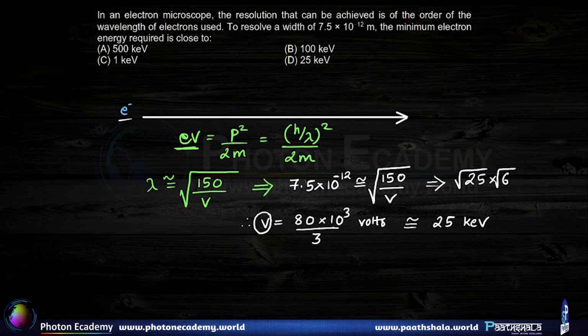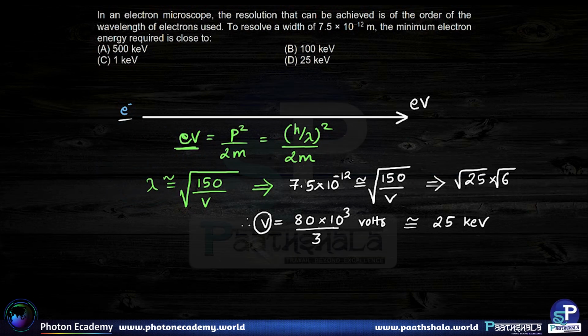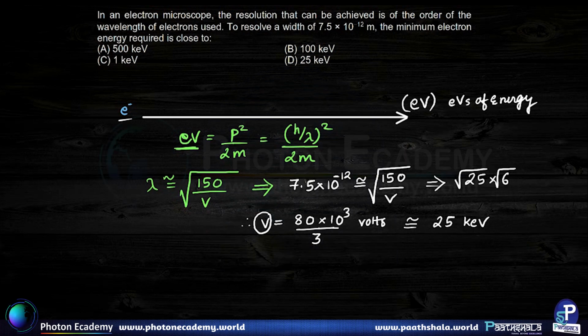So how much energy will it have? It will have EV, electron volts of energy. E into V is the value, and this electron volts is the unit. So this much amount of energy will be present. So if we do know this relation, this question becomes pretty simplified. If we know this relation, lambda is approximately equal to under root of 150 upon V. I do recommend that the student should know this relation by heart in order to solve such questions simply without having to do a lot of calculations.